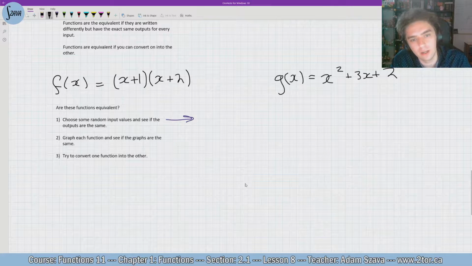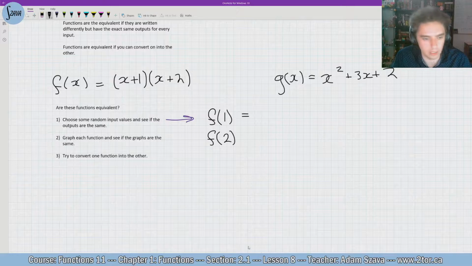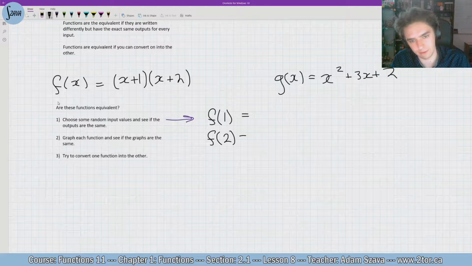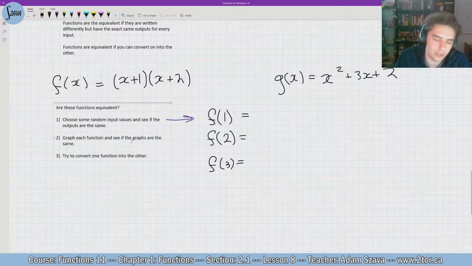So I'll do what I said before. So f of 1, g of 1. Well, maybe I'll do g's after. So f of 1, f of 2. Oh, you might not be able to see, can you? You can barely see the top of the 2. So f of 2, f of 3. This will just give you an idea of if they're the same. If any of these don't match, they're definitely not equivalent.